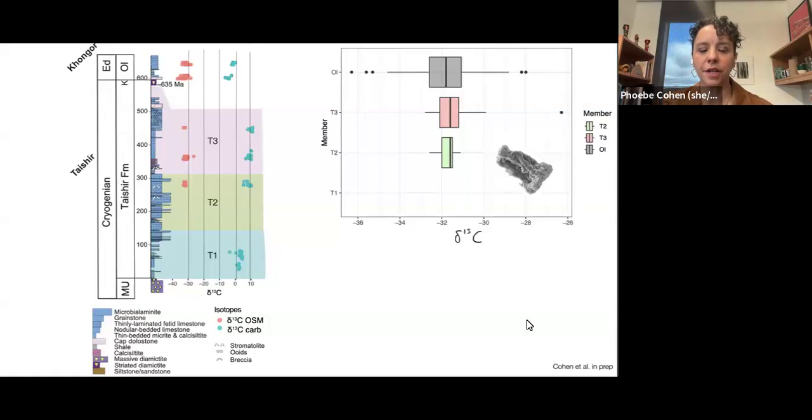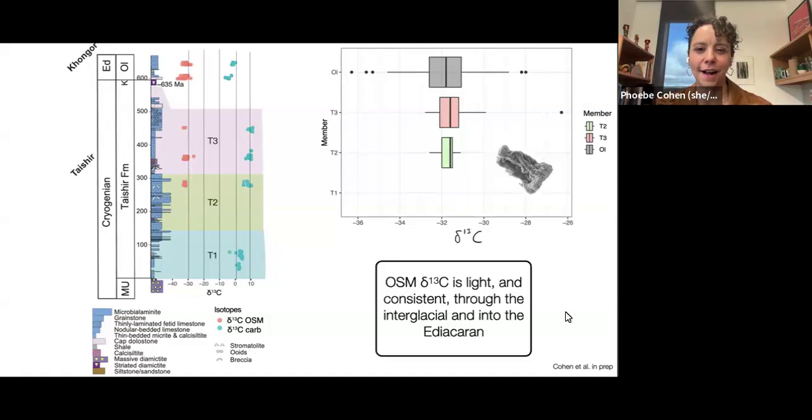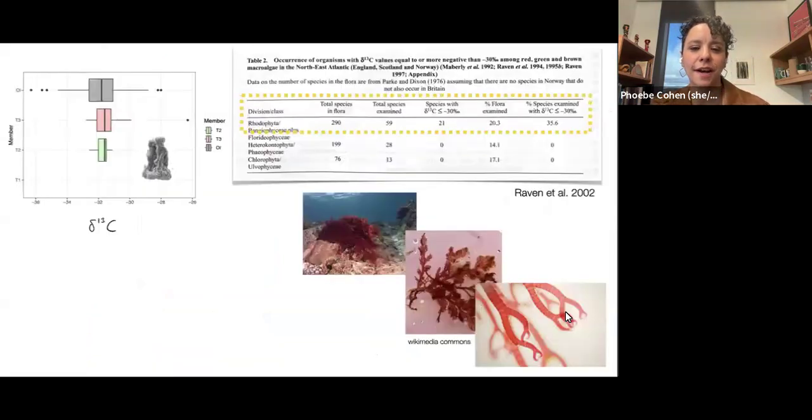And then on this right panel here, I'm just showing you some box plots of the isotopic value of the fossils by member. And the point of this is to just show you that they're incredibly consistent and they don't vary very much. There is more variability in the Ediacaran material than there is in the Cryogenian material. And it's very light, okay? So 31 to 32 per mil, which is quite light. Okay, so at first we were a little bit worried about our data being quite so light.